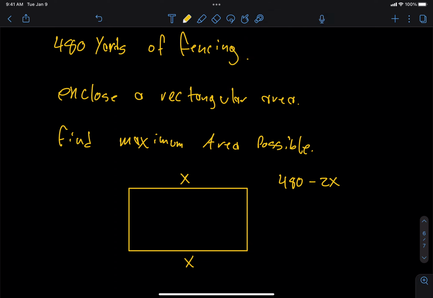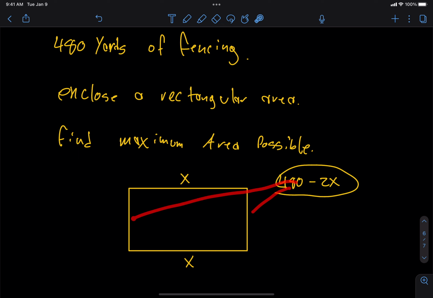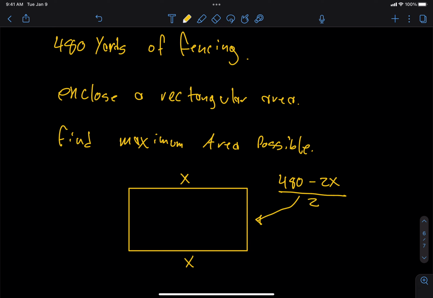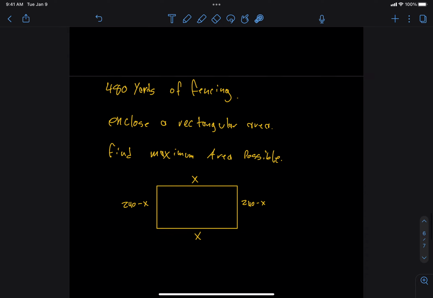So this is the amount of leftover fence which I have to build this side of the fence and this side of the fence. And I'm just going to split it evenly between each side. So 480 minus 2x all over 2. That is this length, which is going to be 240 minus x. And then we put 240 minus x right here. So these are the lengths of our fence.